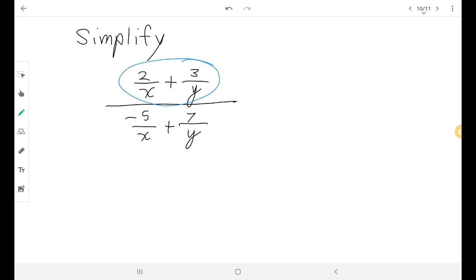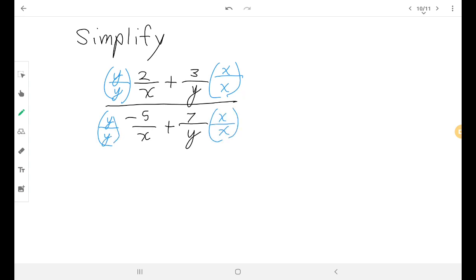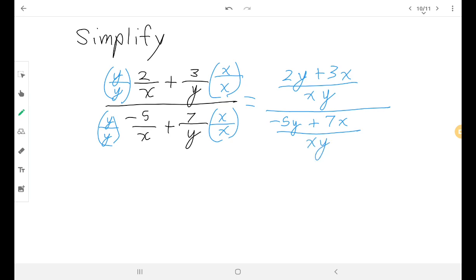So let's concentrate on turning this into one fraction. I need common denominators in order to do that. So this part is missing a y. This part is missing an x. Same thing down here. This is missing a y. This is missing an x. So I'll make all those adjustments and look at it again. So that would be y times 2, which is 2y, plus 3 times x, which is 3x, and I can make that all one numerator, one top, over the common denominator of xy, over, excuse me, y times negative 5 is negative 5y, plus 7 times x is 7x, all over the common denominator of xy.